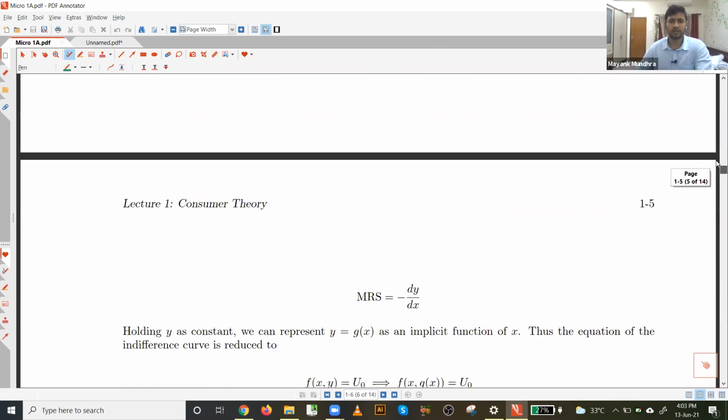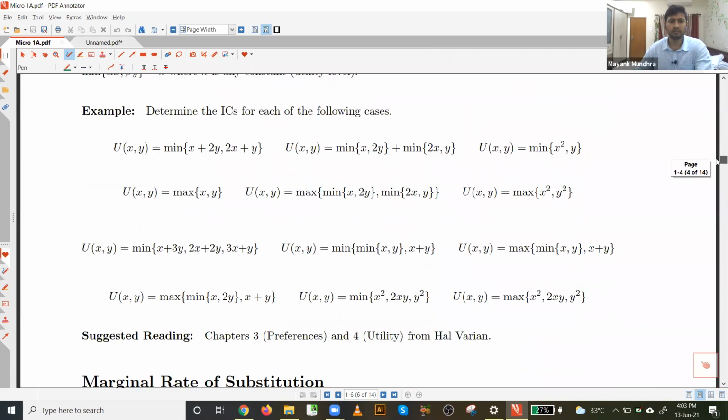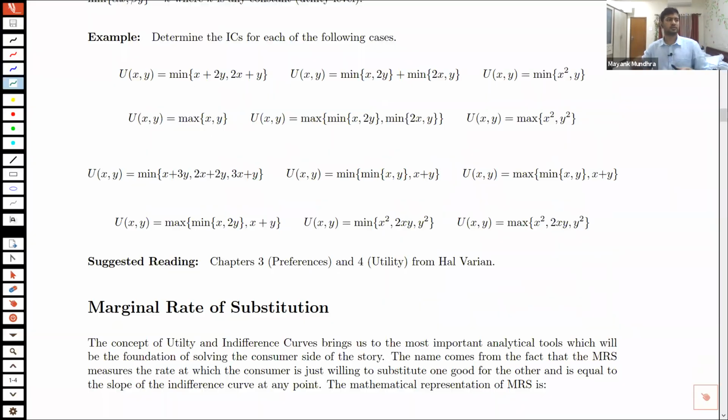Okay, in the last class, I gave you these problems as homework. So let us do these problems. I'll go over each of them because I like to work with these problems. So I'll just go over each one of them. So utility XY is something we did last class.